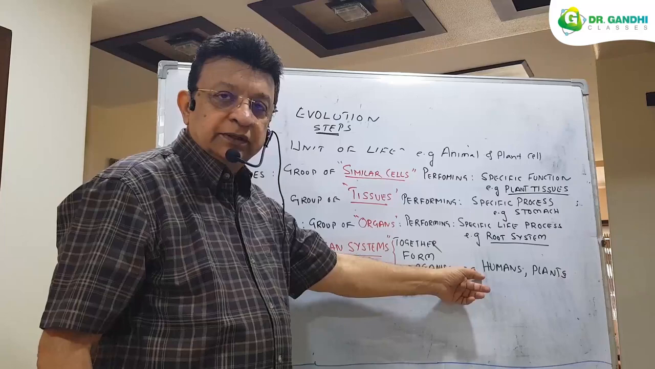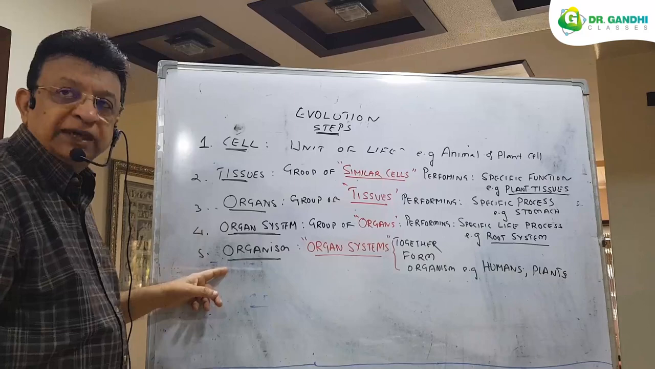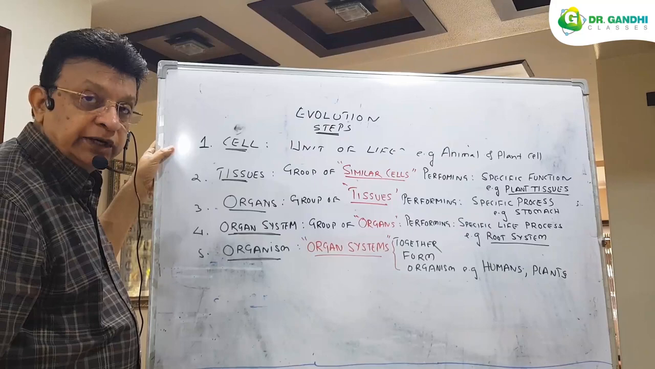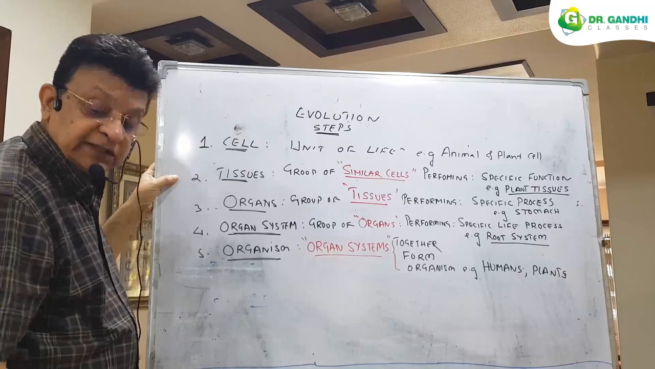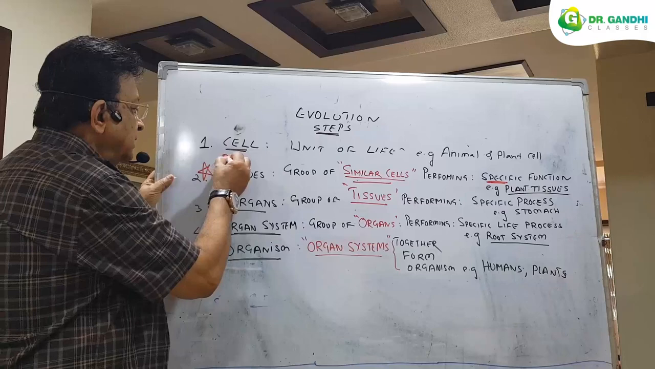So now you can see the stepwise evolution of a simple life to a complex life is based on steps. The first step is the cell, the unit of life, the basic unit of life. The second one is tissues, a group of similar, pay attention to the word similar, cells. Why is it similar? Then only they can carry out a specific function. Today I am going to teach you plant tissues, my lecture today.